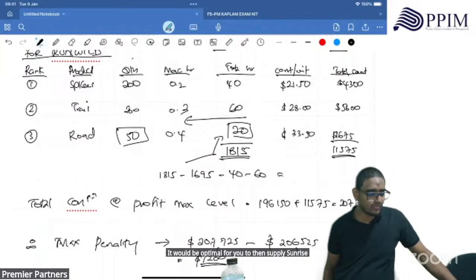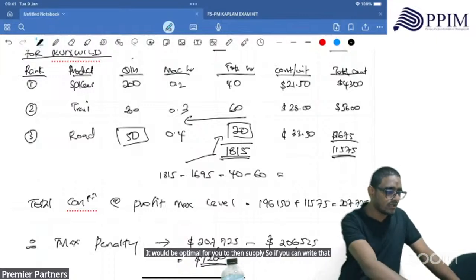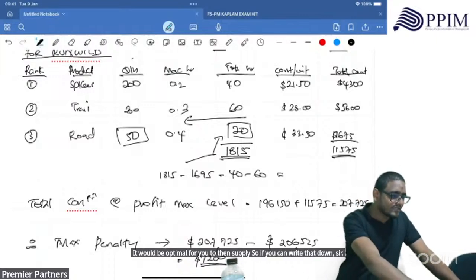Okay. So if you can write that down, that should be sufficient. Okay. Then do part C also quickly. Finish part C quickly.